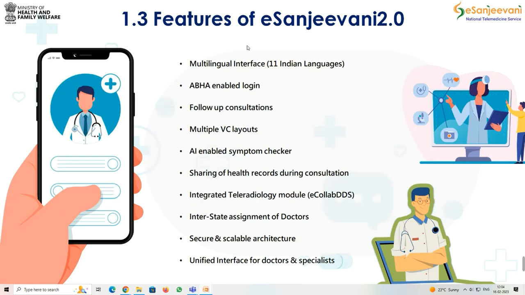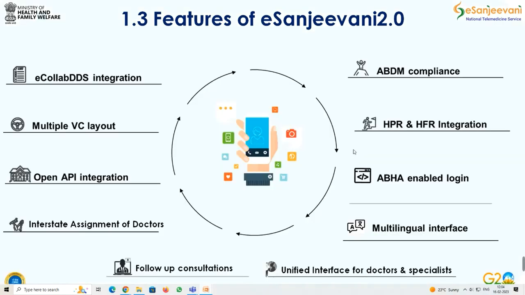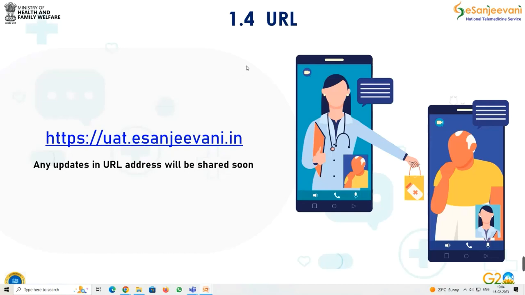The features of eSanjeevani 2.0, I already covered. Some of them are multiple VC layouts, sharing of health records during consultation, e-Lab, DDS, and a unified interface for doctors as well as specialists. Then the URL. This is for demonstration purposes: uat.esanjeevani.in. Any changes or updates in the URL will be shared soon.